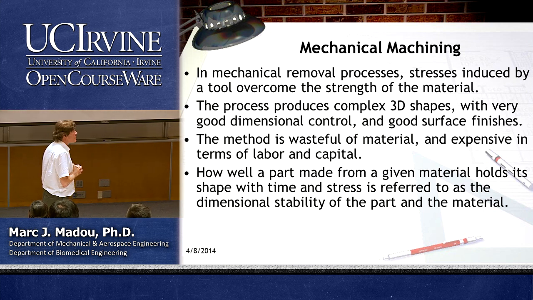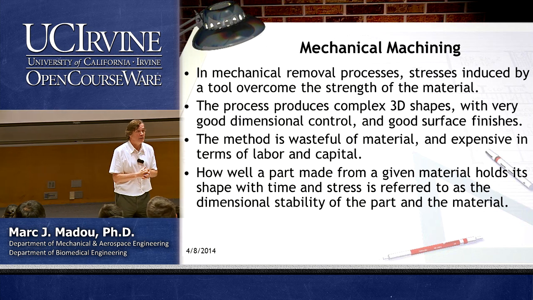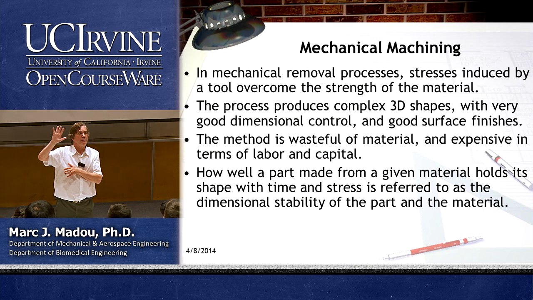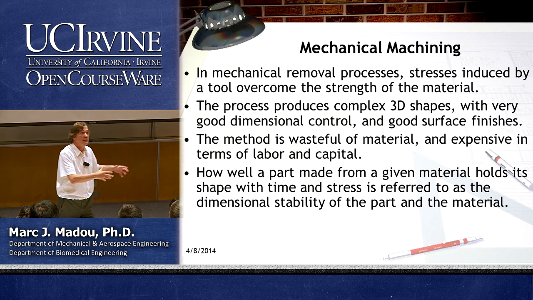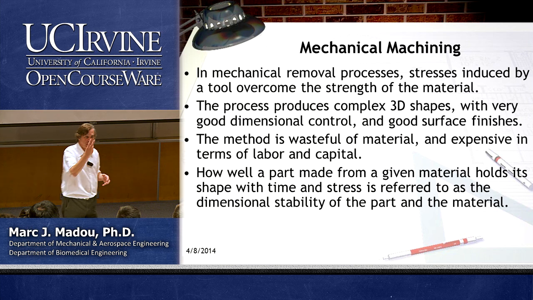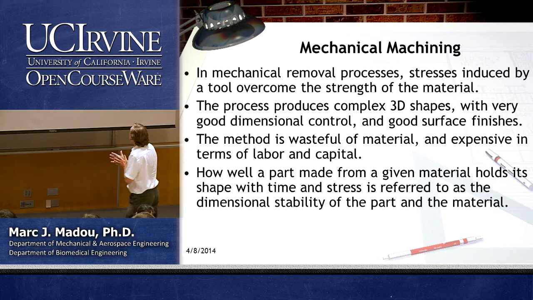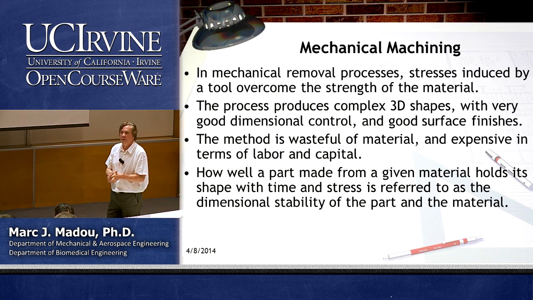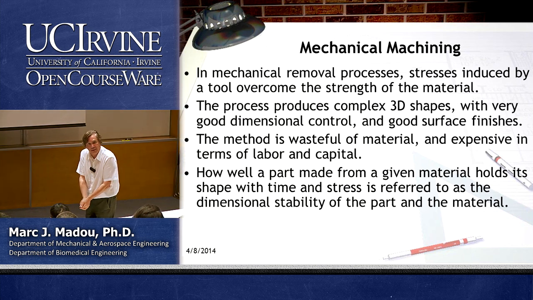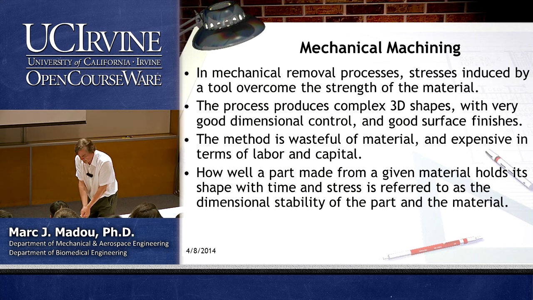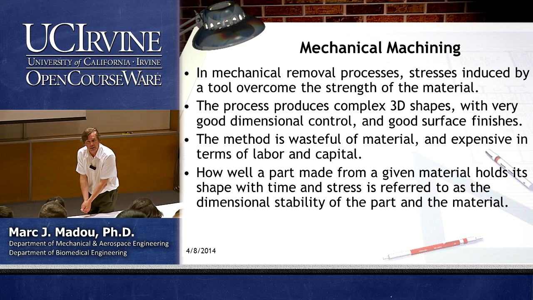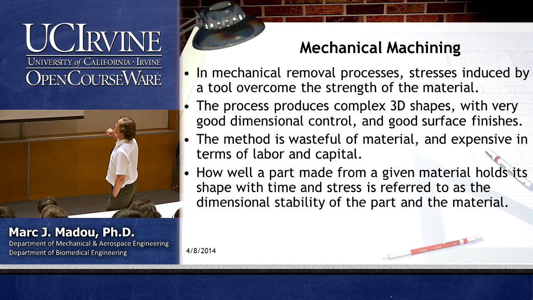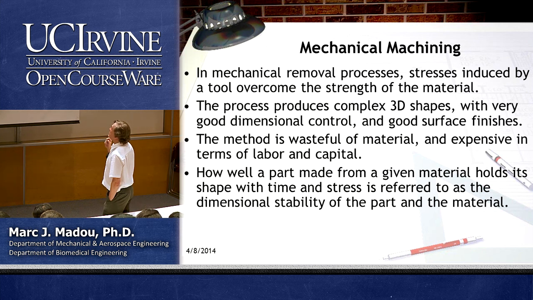So now a little bit more about mechanical removal techniques. The sand casting was an example of primary machining. Right now, CNC machining, mechanical machining, is a secondary technique. In mechanical removal processes, stress is induced by a tool to overcome the strength of the material. We saw that we had a piece of metal and there was a tool taking off chips of the workpiece, right? So obviously that tool needs to be stronger than the workpiece. The process produces complex 3D shapes with very good dimensional control and good surface finishes.